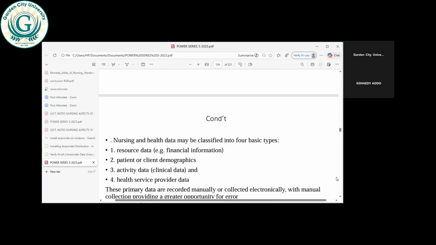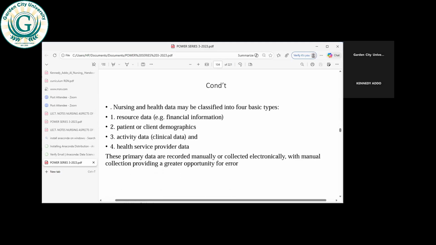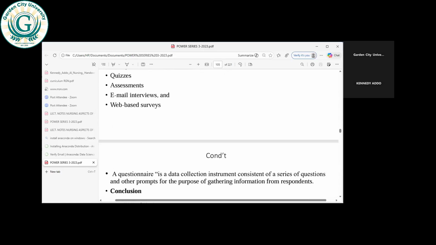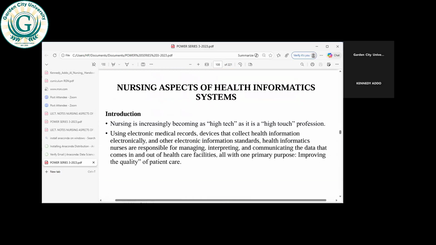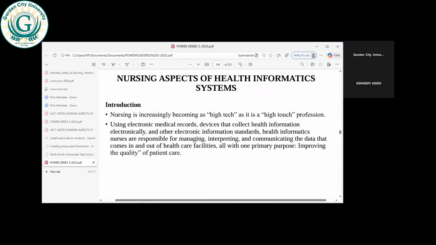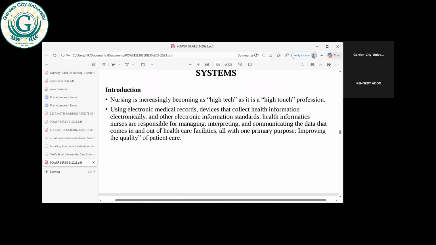Now, we also looked at the types of nursing and healthcare data, where it became quite clear to us that it could be classified into the following: resource data, patient or client demographics, activity data, and health service provider data. We are able to compare and contrast activity data and health service provider data. We began our journey looking at the nursing aspect of health informatics systems, though we couldn't finish this, but I'm very sure that we did something.